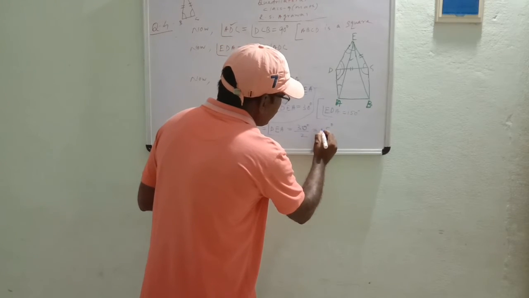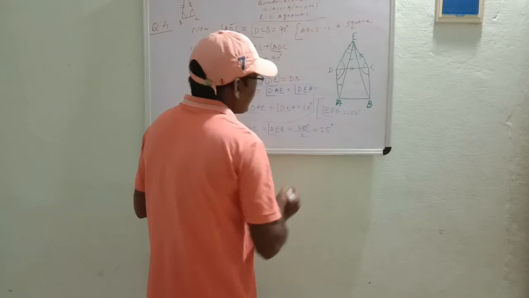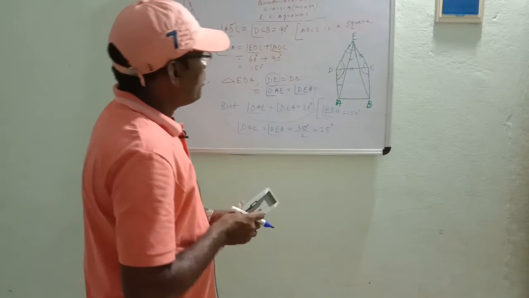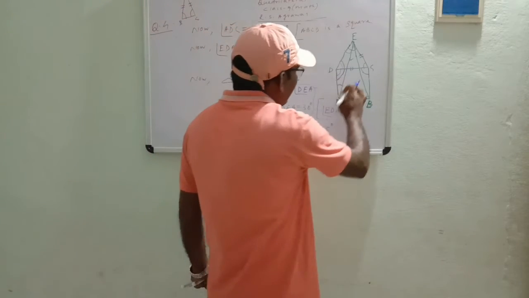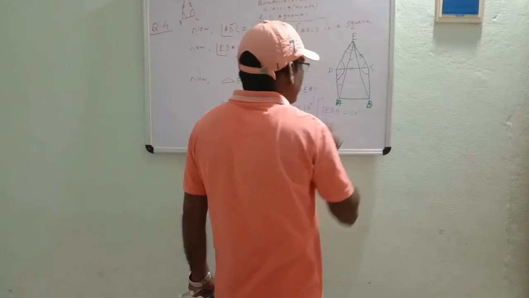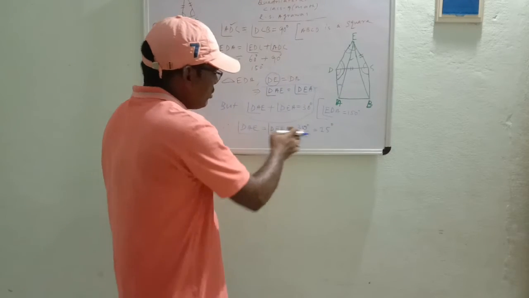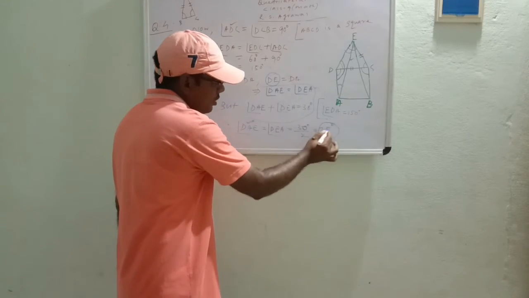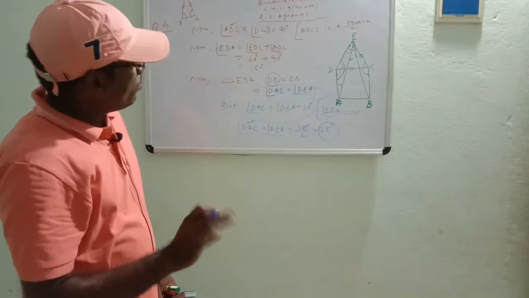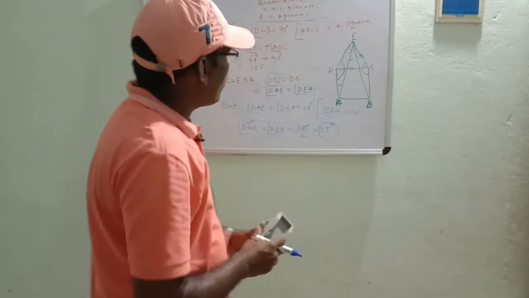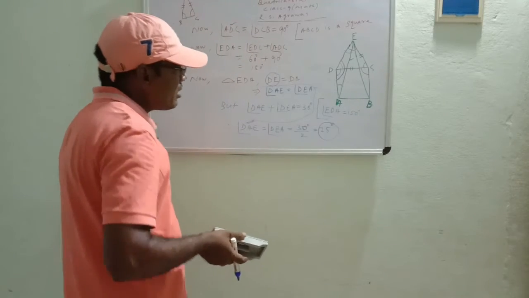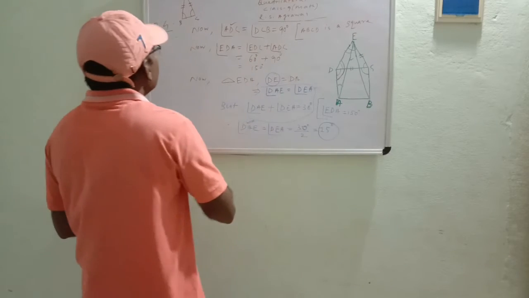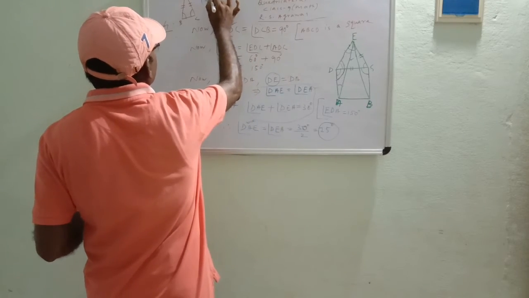So the first proof is complete. Your first proof is that you have to show angle DAE, this angle, equal to 15 degree. So already I have shown that angle DAE equal to 15 degree. So one proof has been completed. Now second proof. First note it.